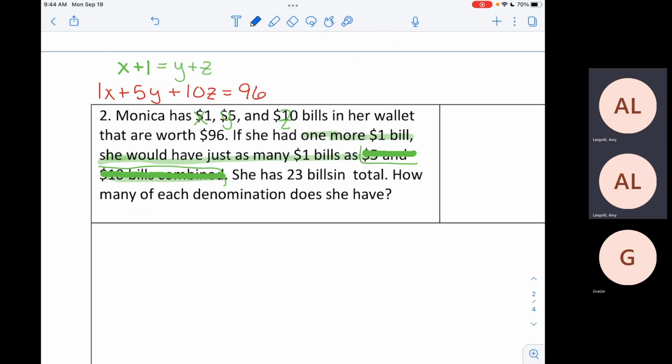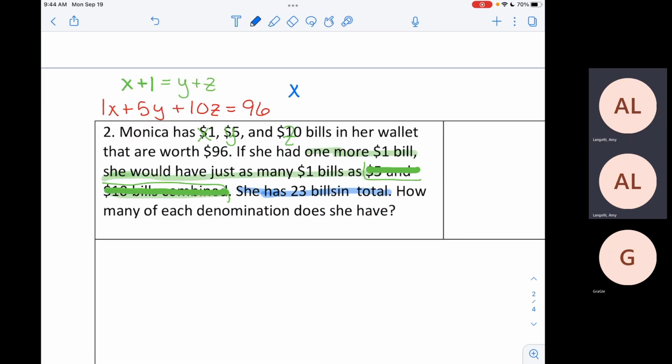She has 23 bills in total. Believe it or not, that's an equation. What would that be? 23 bills in total. Yes. X plus Y plus Z equals 23. Just so you guys know, common mistakes on these, obviously negatives and positives throw the whole thing off. But something else, 2's and Z's get mixed up all the time. Just be careful with your 2's and your Z's.